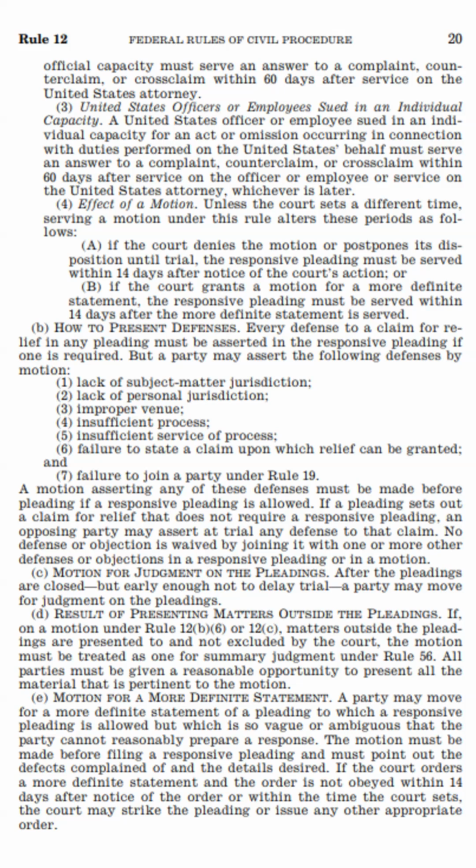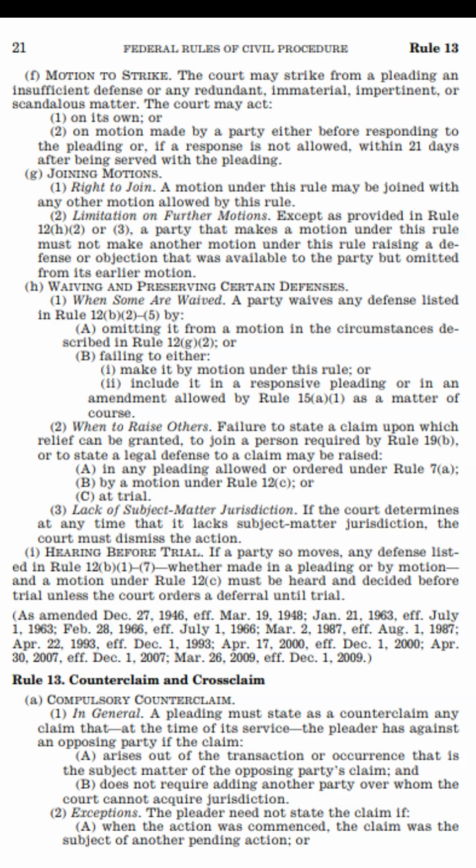E. Motion for a more definite statement. A party may move for a more definite statement of a pleading to which a responsive pleading is allowed, but which is so vague or ambiguous that the party cannot reasonably prepare a response. The motion must be made before filing a responsive pleading and must point out the defects complained of and the details desired. If the court orders a more definite statement and the order is not obeyed within 14 days after notice of the order or within the time the court sets, the court may strike the pleading or issue any other appropriate order.